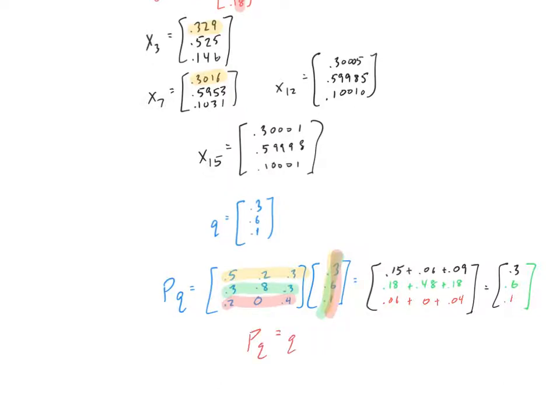So P times Q equals Q. The next year, the population distribution doesn't change. The year after that, the distribution doesn't change. The year after that, the distribution doesn't change. You have approached your steady state.